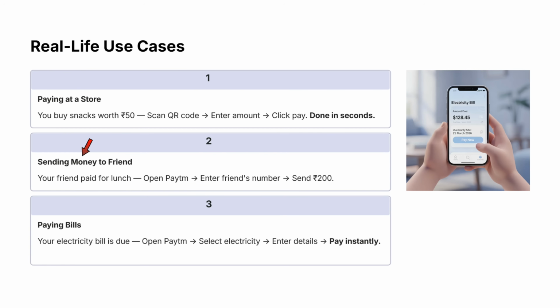Second use case, sending money to friend. Your friend paid for lunch. Open Paytm, enter friend's number, send 200 rupees. Third use case, paying bills. Your electricity bill is due. You open the Paytm, select electricity, enter details and pay instantly.